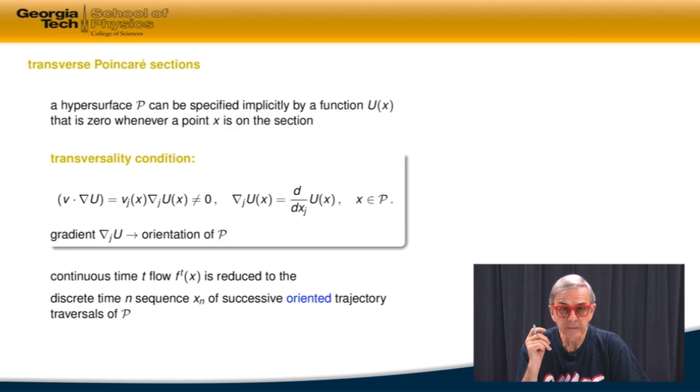So more precisely, a Poincaré section is a hypersurface that can be specified implicitly by any function. So if I set a condition that some function is zero whenever I cross the section, I impose one condition on the system. So I reduce the dimensionality of the space by one. That's how we get codimension one surface. And we have to make sure that it's transverse.